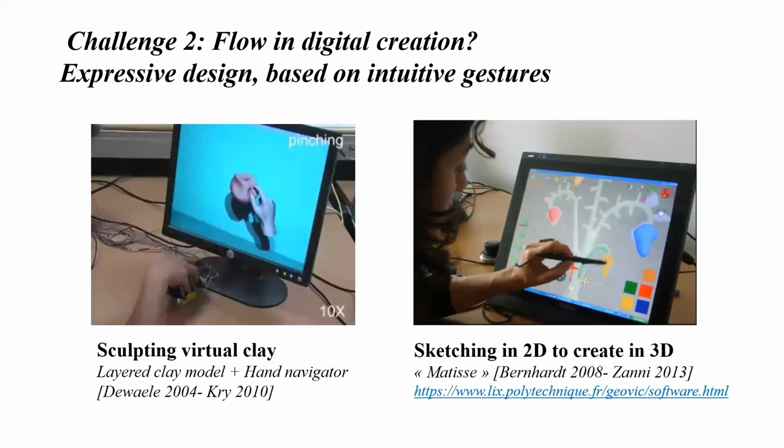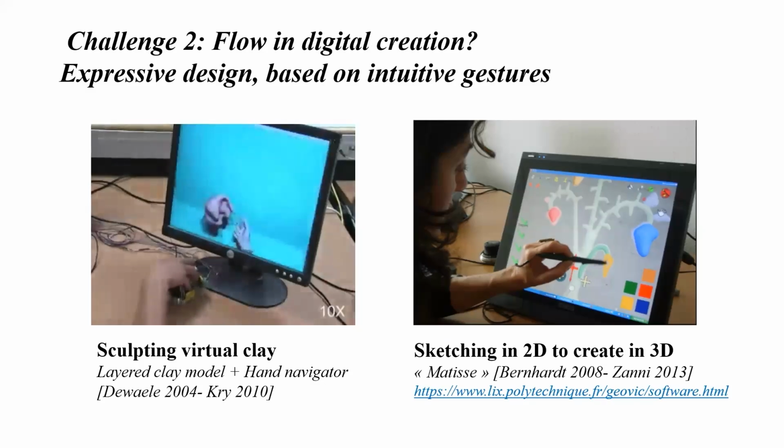So the second challenge: we want to animate in real time, but we also want scientists to be able to create, with expressive design based on intuitive gestures. And in real life, a good example of expressive gestures is clay sculpting. We are used to interacting with materials. So in my lab, a long time ago, we did this real-time model for virtual clay, using exactly the same mechanism.